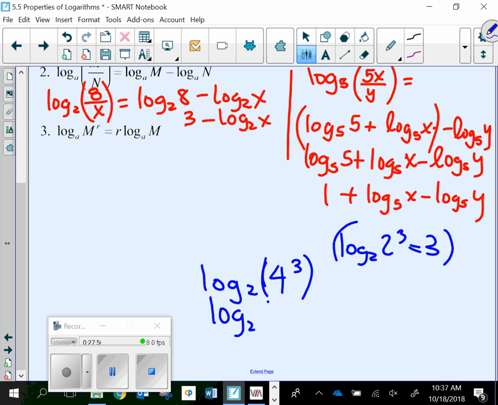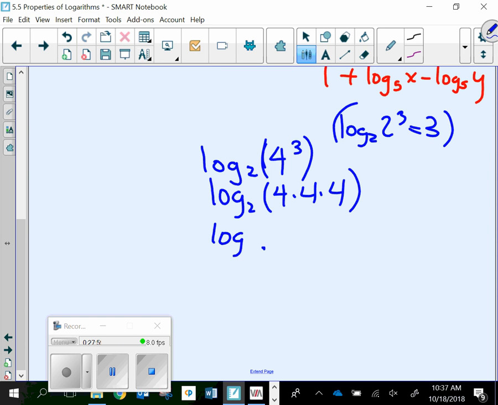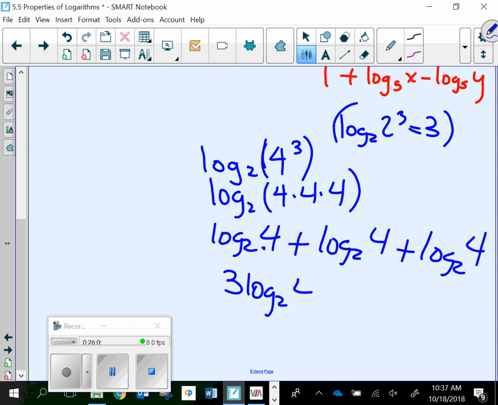So I don't want these to match. That's on purpose. Okay. 4 to the 3rd is 4 times 4 times 4, right? All right, so that means log base 2 of 4 plus log base 2 of 4 plus log base 2 of 4. It also means 3 times log base 2 of 4, right?